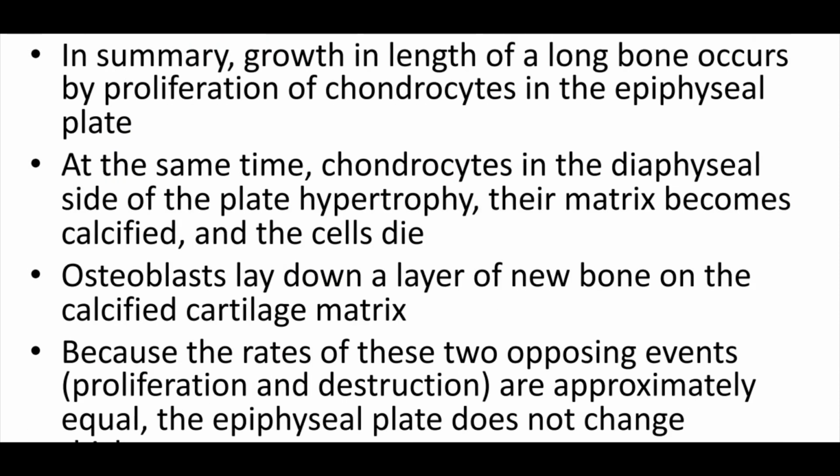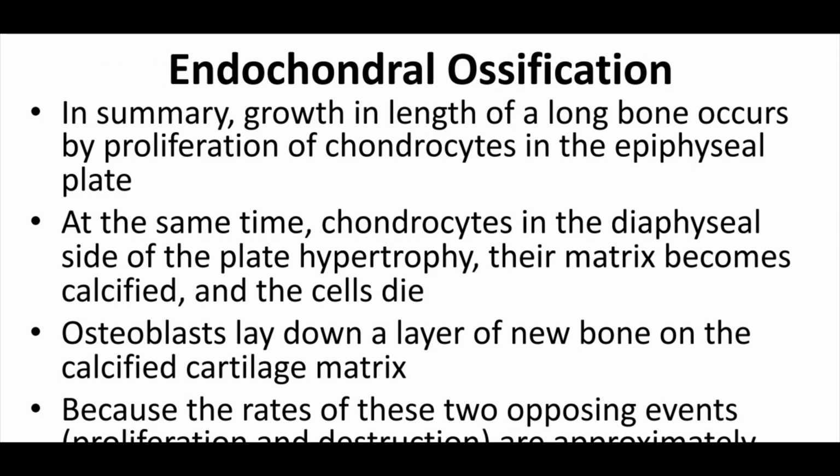All right. So in summary, growth in length of a bone occurs by proliferation of chondrocytes in the epiphyseal plate. Chondrocytes are simply cells of cartilage. At the same time, chondrocytes in the diaphyseal side of the plate hypertrophy. The matrix becomes calcified and the cells die. Osteoblasts lay down a layer of new bone on the calcified cartilage matrix.